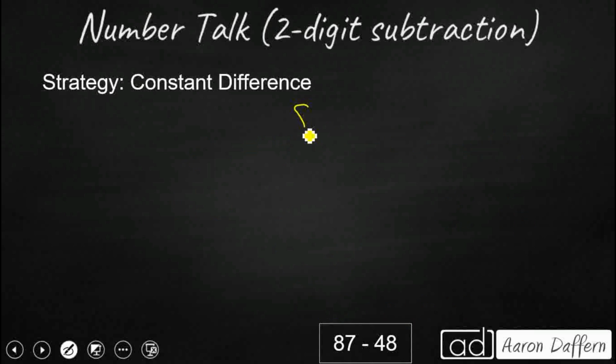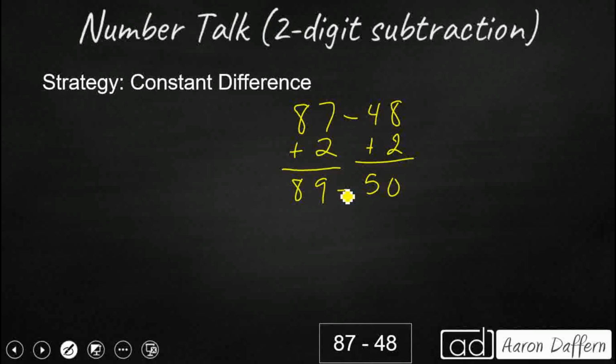Finally, we could use a strategy called constant difference. What we do here is kind of like what we do with compensation. Look to see what you need to do to make your subtrahend easier. So we're going to do a plus 2 again, just like we did with compensation. But here's the difference. Since plus 2 worked for our subtrahend, let's add that same plus 2 to our minuend. And what we have is a brand new problem. We have an 89 minus 50.